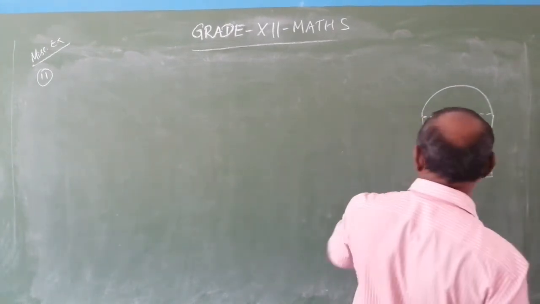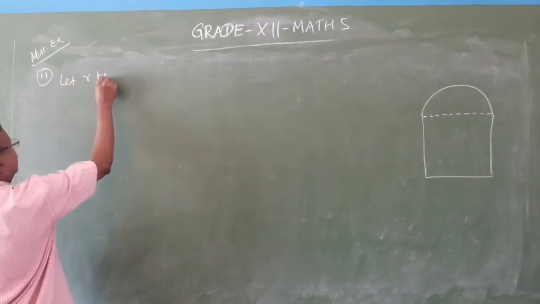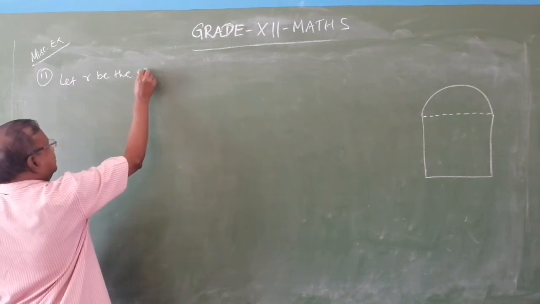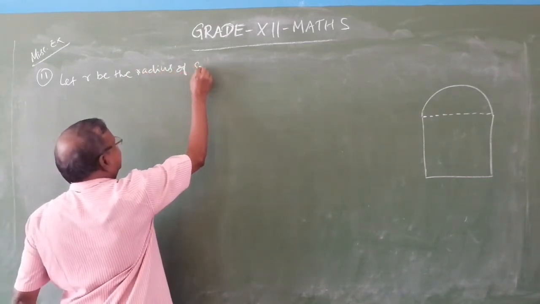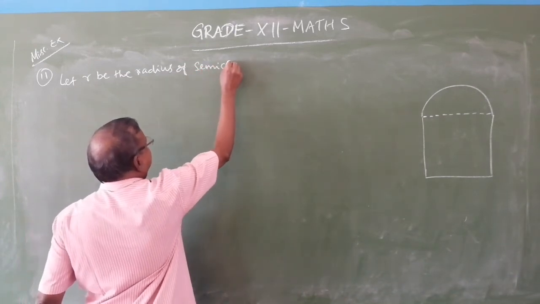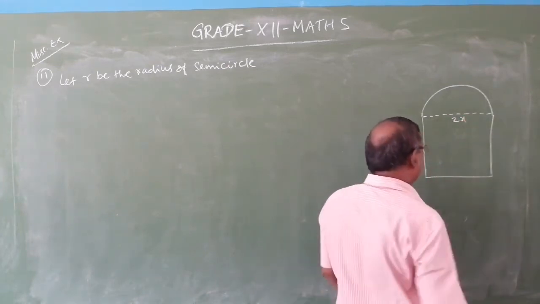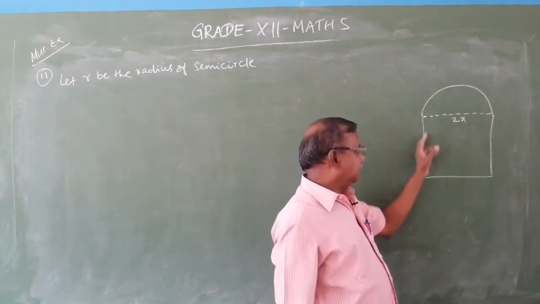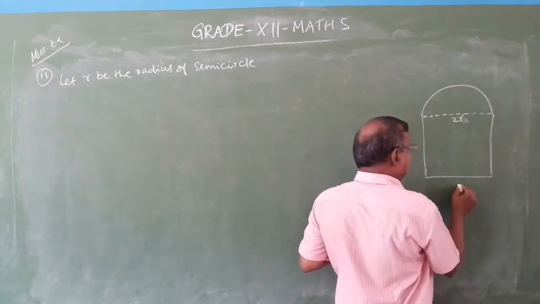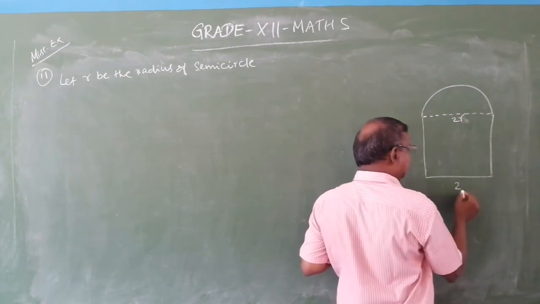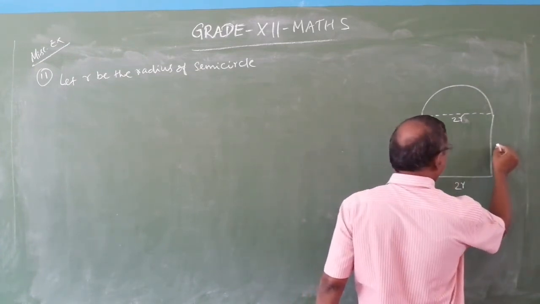Let r be the radius of the semicircle. So, the diameter is 2r and the length of the rectangle is equal to the diameter of the semicircle. Therefore, the length of the rectangle is also 2r. Let us take the width as x.